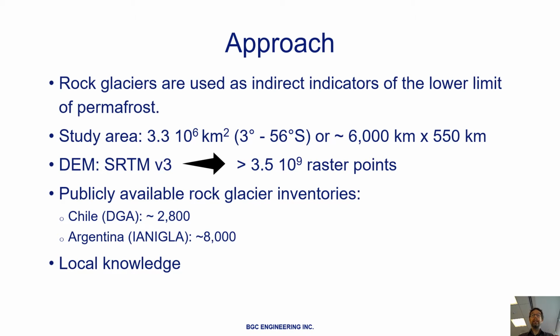In South America, we're also lucky that there are rock glacier inventories available in Chile, done by the DGA, as well as in Argentina, completed by Yaniglia. So we have more than 10,000 rock glaciers that could be used as input into developing correlations. And in Argentina, we even have a split between active and inactive rock glacier estimates. So that also allows us to narrow down a little bit where the lower limit of permafrost may be. In addition, we have more than 20 years of experience working in the area, so that allowed us to provide some local calibration of where permafrost may be or may be absent.